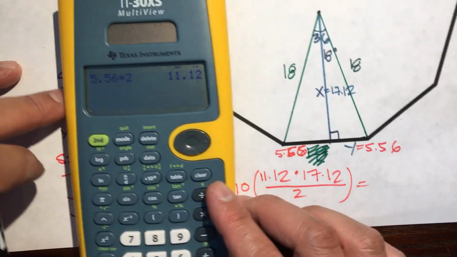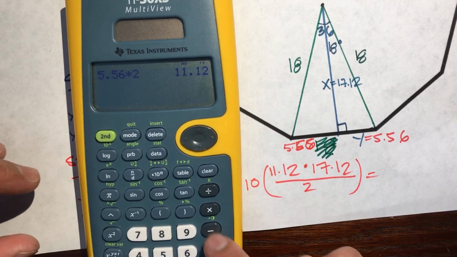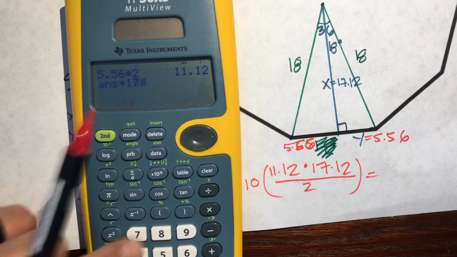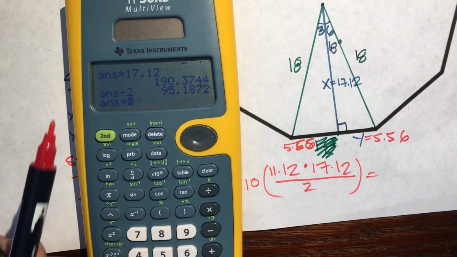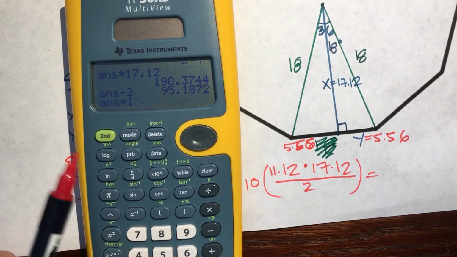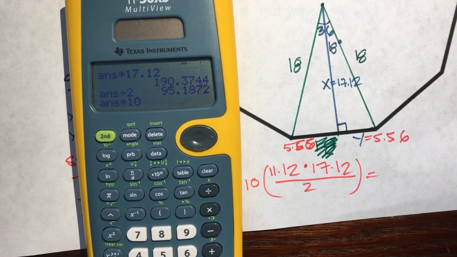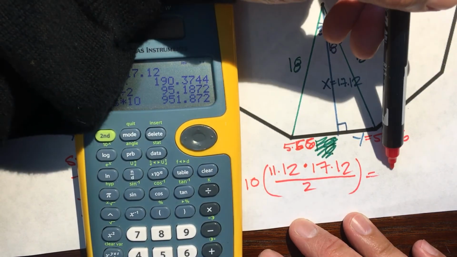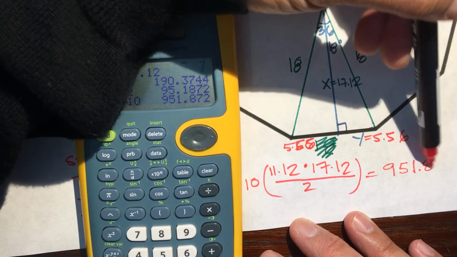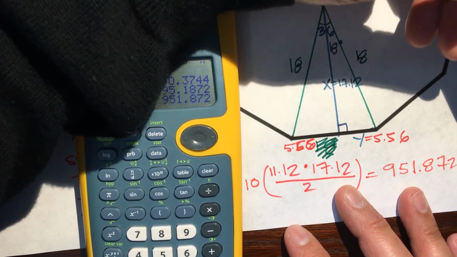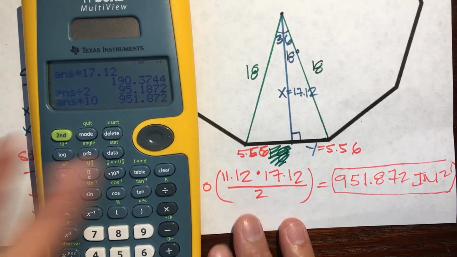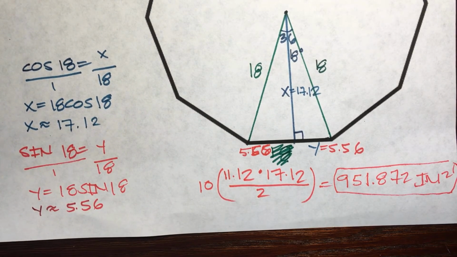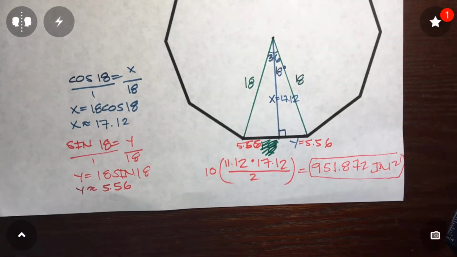All right, so we already have 11.12 times 17.12. We're going to divide that by 2 and then multiply that by 10 to get the area of all 10 triangles combined that make a decagon. We would get 951.872 inches squared.